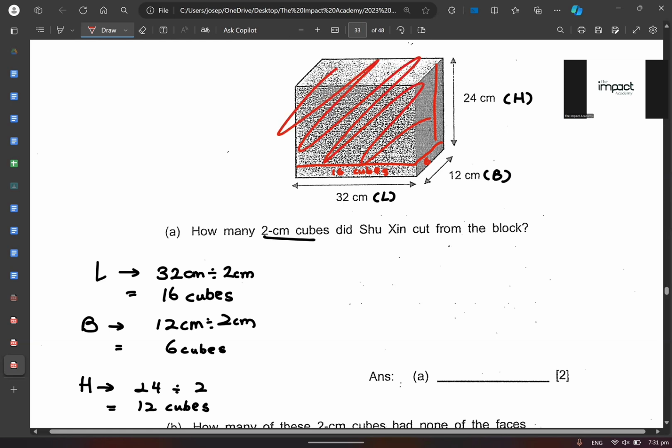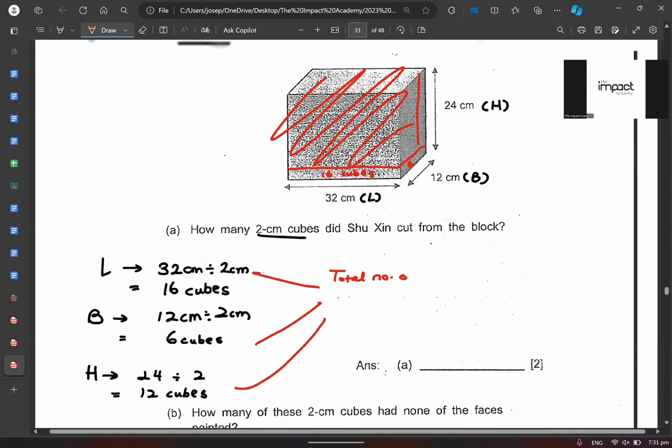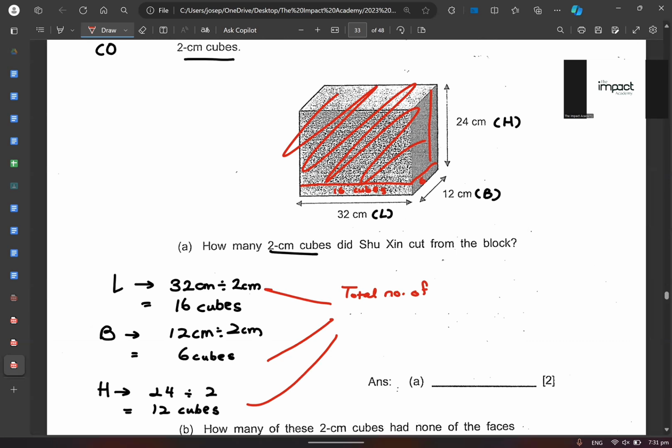Correct or not? That means to say I'm basically asking you for the volume. So what is the total number of cubes that I can cut? The volume divided by 2? No. What is the total number of cubes that I can cut? If on the length I have 16, on the breadth I have 6, and on the height I have 12, I just have to do 16 times 6 times 12.